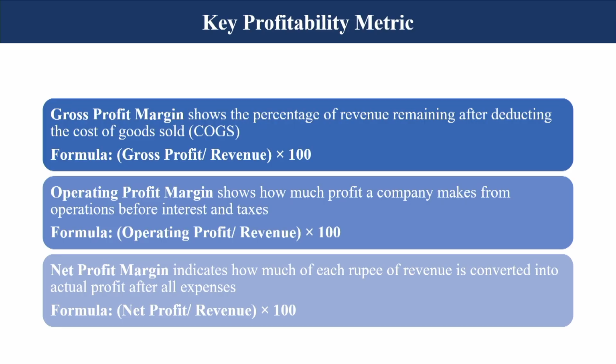So, next one is the operating profit margin. The formula is operating profit divided by revenue multiplied by 100. This is basically the profit from core operations before the interest and taxes. It highlights the efficiency of your operations.